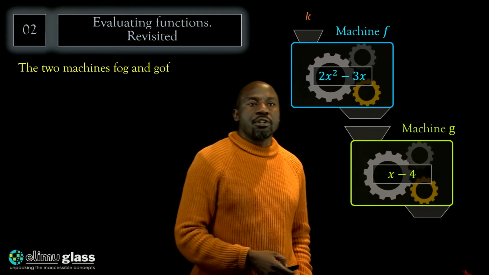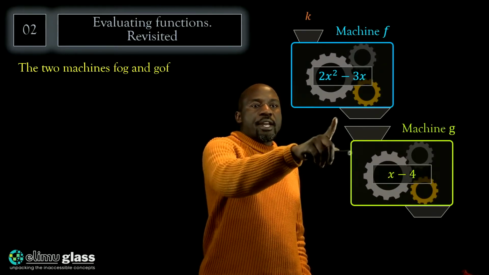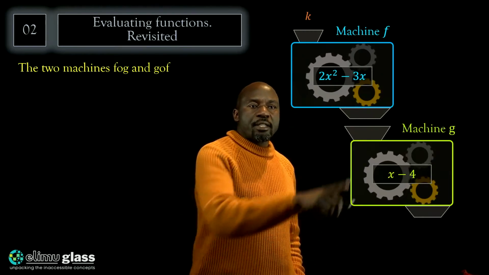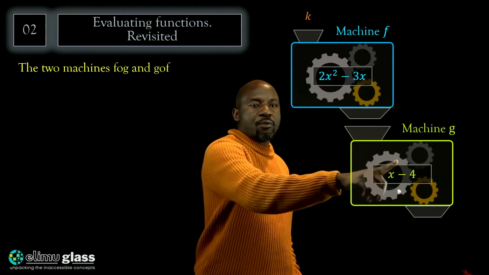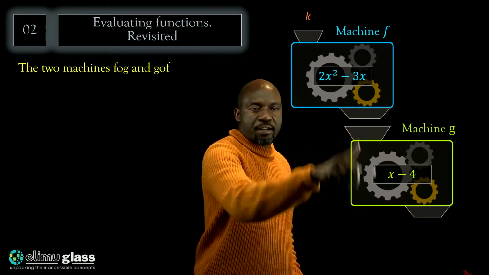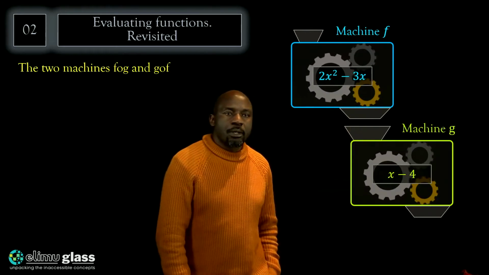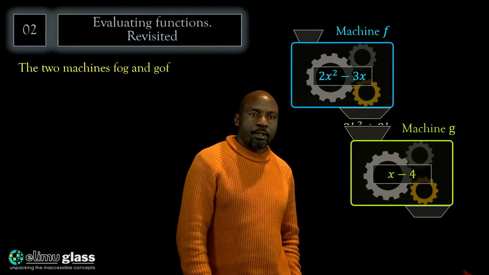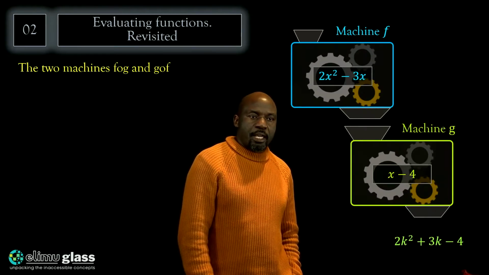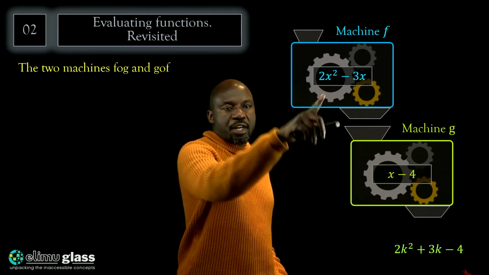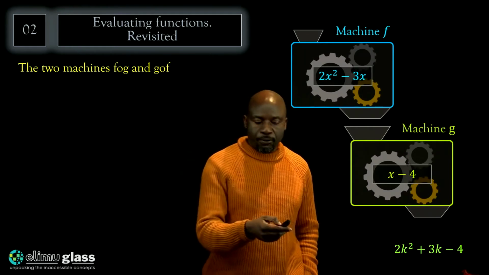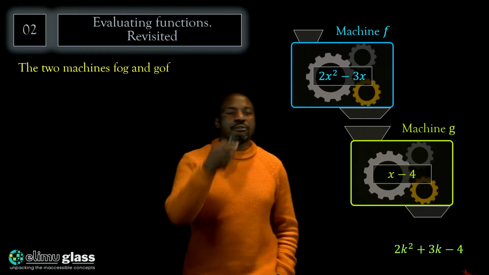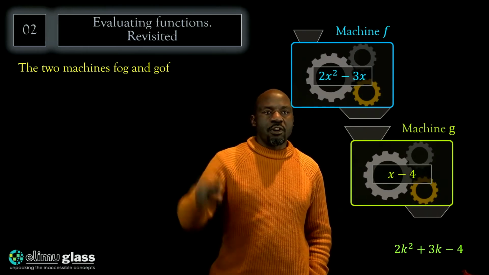If we put k there, then I expect 2k squared minus 3k to come here, and then we will subtract 4 from whatever comes in there. So look, the final result is whatever came in, subtract 4. So this is the effect of two functions on an input.